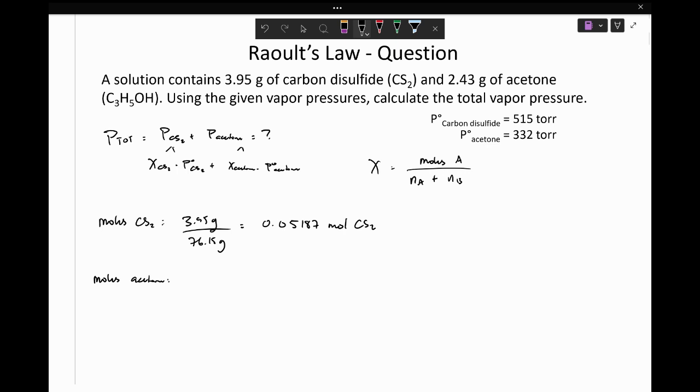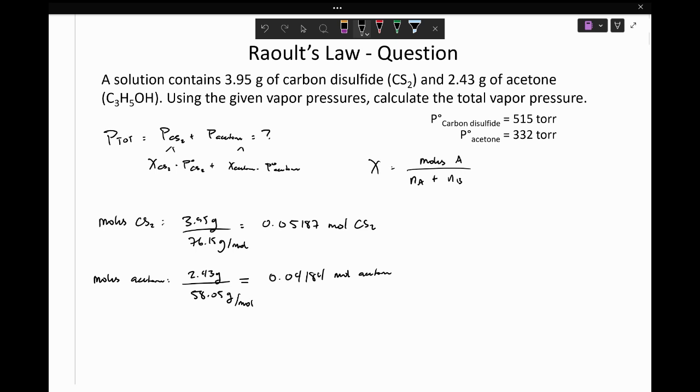And then we can do the same thing for our moles of acetone. So we're given in our problem statement 2.43 grams of acetone. Divide that by its molecular weight of 58.08 grams per mole, and you'd get 0.04184 moles of acetone. And just to make sure units work out, I'm going to put the grams per mole for each of these things here.